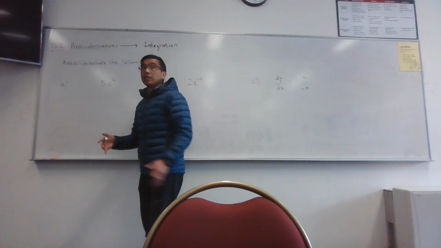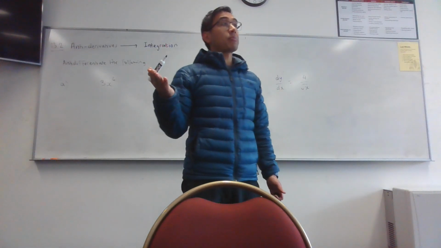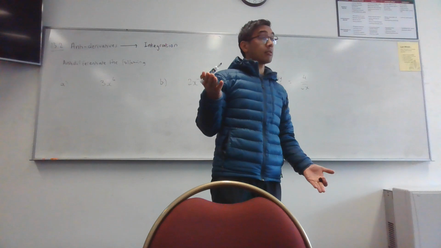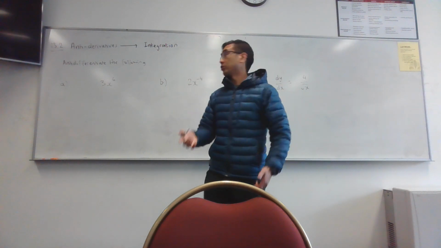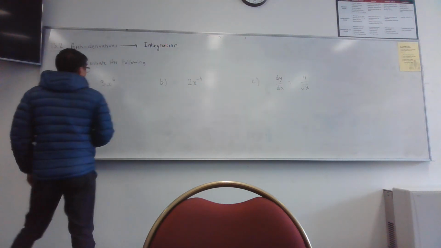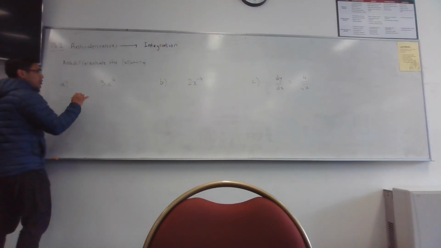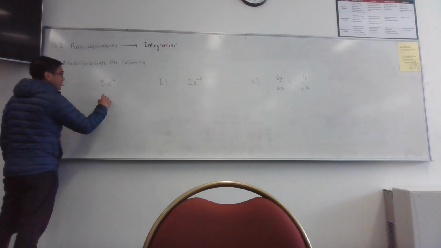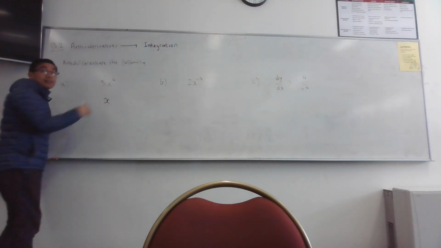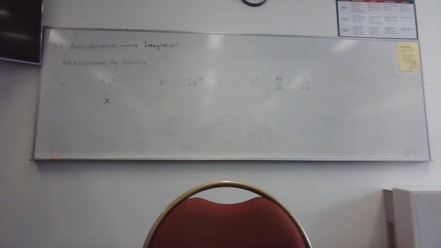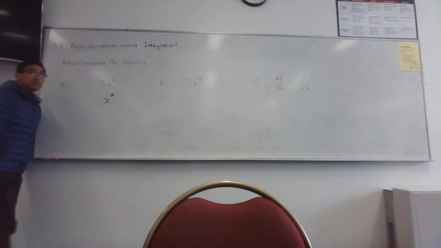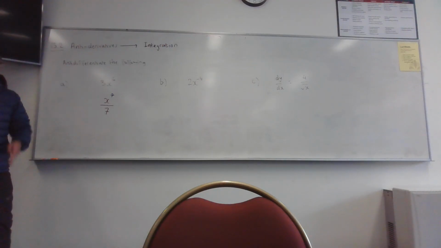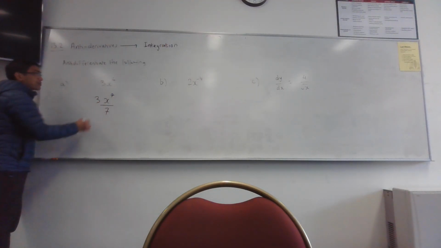And therefore, in deriving, what did we do with the power? What happened to the power? Okay. Brought it down. Anti-deriving, we are going to do the opposite. So the 6, instead of going down now, it goes up. It's a 7. And then we divide by the new power. However, that 3 is still there before.